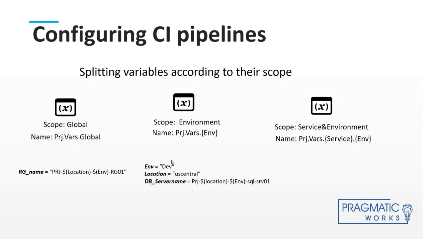And the third type of scope should be service specific and environment specific. So it combines service and environment values and is valid for a specific service on a specific environment. And it can contain such kinds of values, for example, service name, database name, and connection string for a specific service.